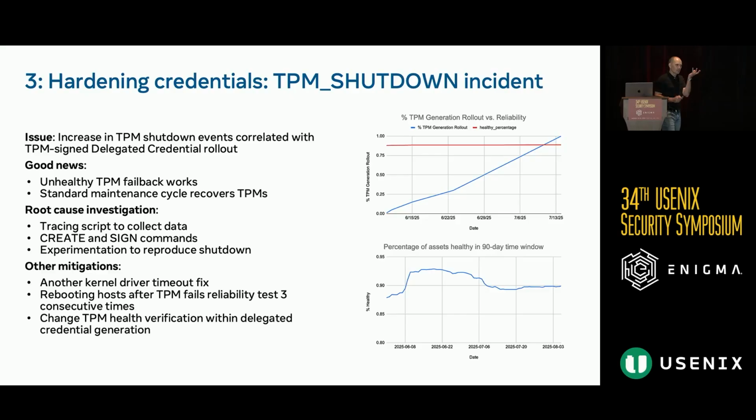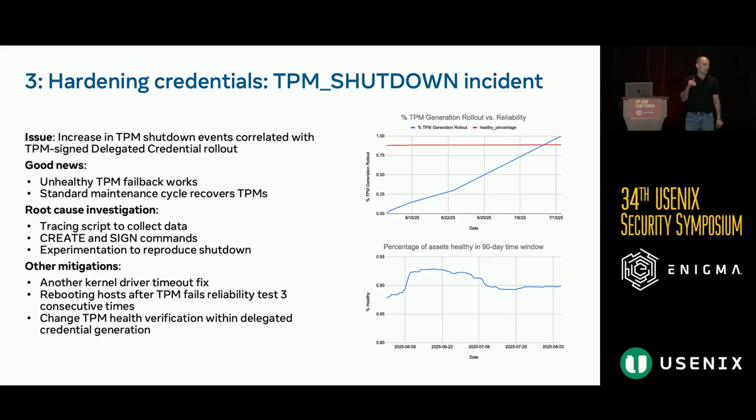So if you remember, as I mentioned, we were about 93% reliability. That was at the end of June. By mid-July, we were at 100% deployment, and our TPM reliability had decreased to about 88, 89%. And it was directly correlated to the increase in our rollout of TPM signed delegated credentials. The good news is our remediations we put in place in the previous incident worked. We didn't break any services this time around. They were able to fail back, continue to connect, and use their X509 PKI credentials. And the TPMs are recovering as they undergo their standard maintenance cycles and are rebooted.